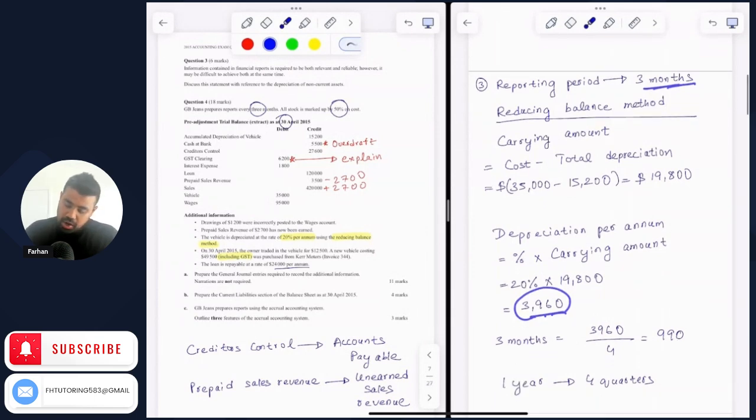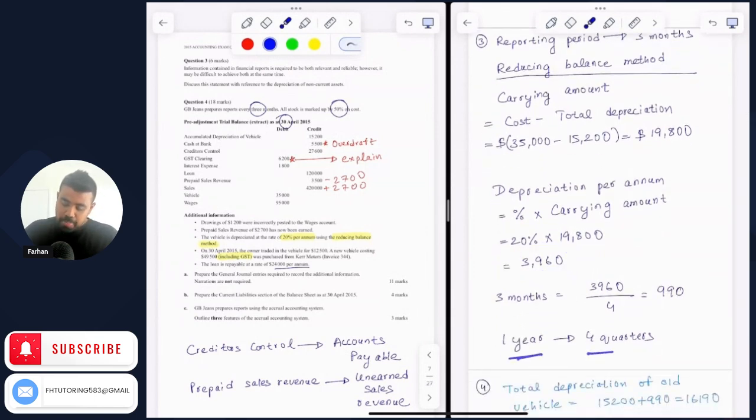So in a year, we have 4 quarters, and every quarter makes up 3 months, right? So that means if this is an annualized value, therefore to convert it into a quarterly amount, all you have to do is divide by 4, given that within a year we have 4 quarters, all right? So 3,960 divided by 4, which is equal to $990.